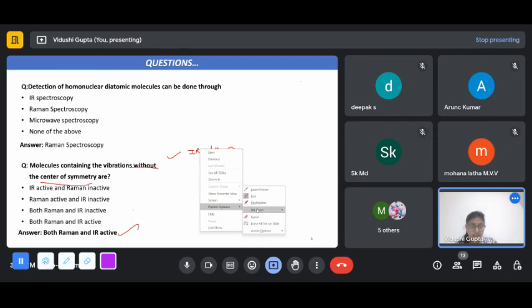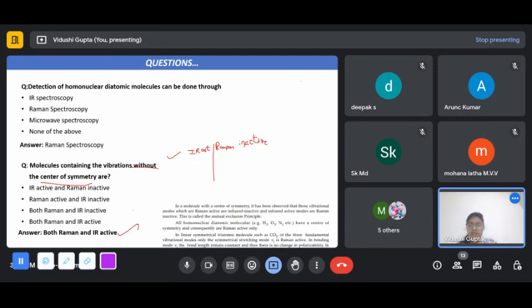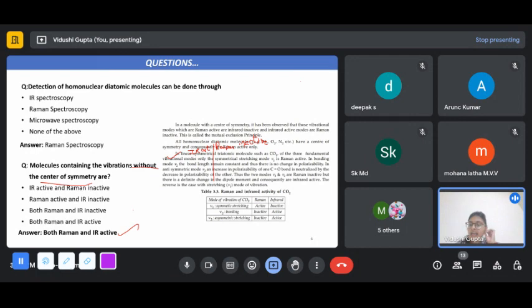If it is IR active, then it will be Raman inactive. This was for a molecule that has center of symmetry. Now they're asking about a molecule that does not have center of symmetry. So in that case, both Raman and IR will be active, because for IR active, there should be a change in dipole moment.